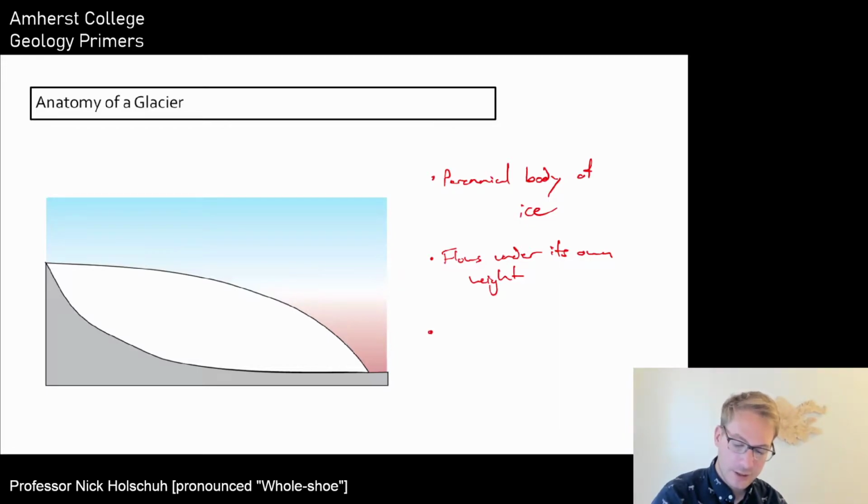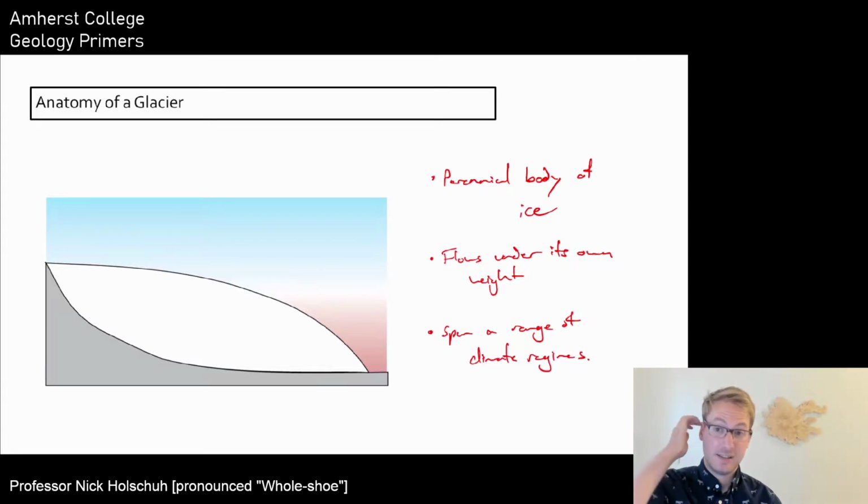And third, glaciers typically span a range of climate regimes. And we'll get into why that must be the case in a second. But what you'll find is that glaciers typically either span from high elevation down to low elevation, or they span from very high latitude at the poles down to relatively low latitude. So you can think about this image on the left as a cross-section of a glacier. And we can divide that glacier into two discrete areas.